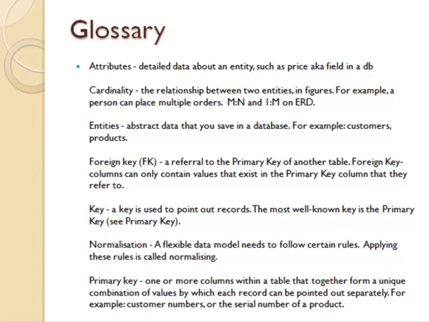Attributes are detailed data about an entity such as price, also known as a field in the actual database table. Cardinality is the relationship between two entities in figures. For example, a person can place multiple orders. We talk in an ERD of M to N and 1 to M and so on, 1 to 1 of course. Entities, abstract data that you save in a database. Example is customers, products and so on.